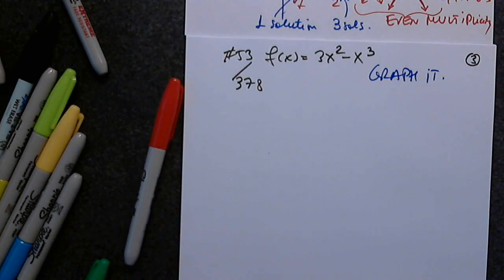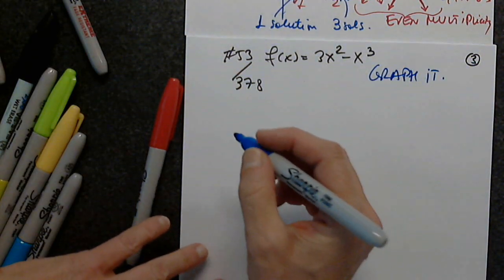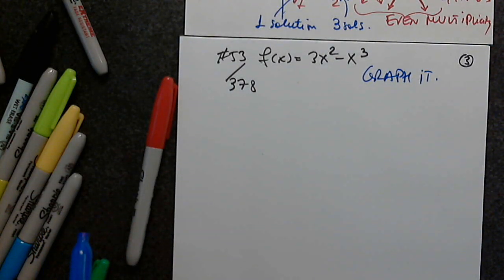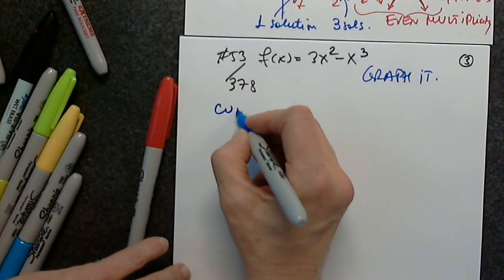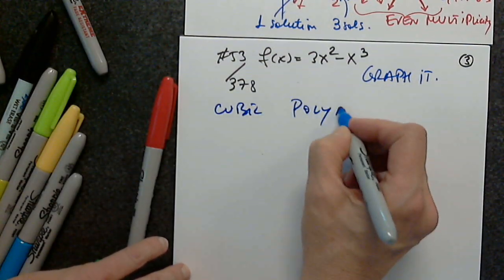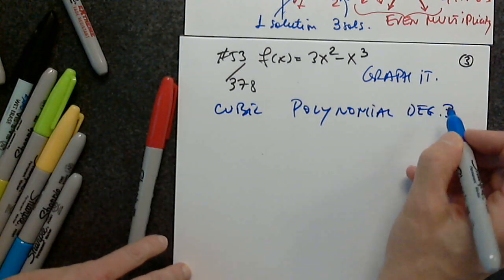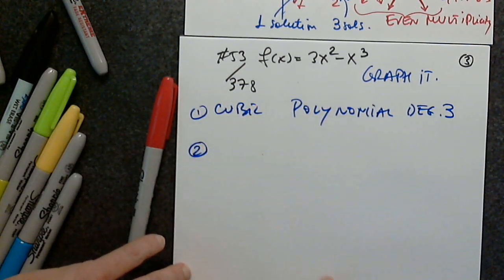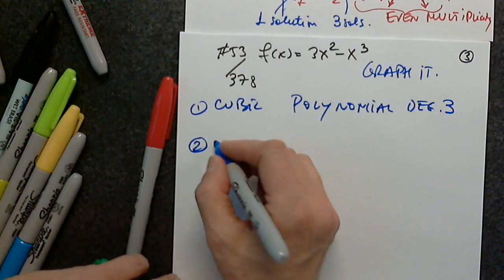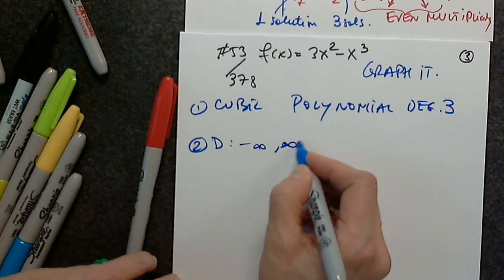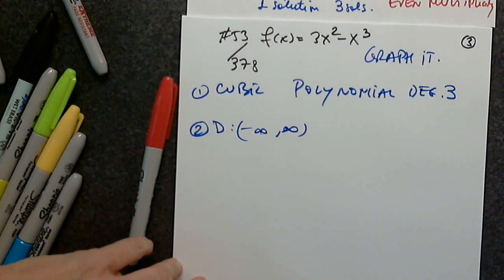So, what type of function is it? Yes, it's polynomial degree 3. Perfect. Cubic, polynomial, degree 3. That's the first thing. Number 2, domain. No discussion there. All the numbers we know, all polynomials. They are not giving us any headaches.